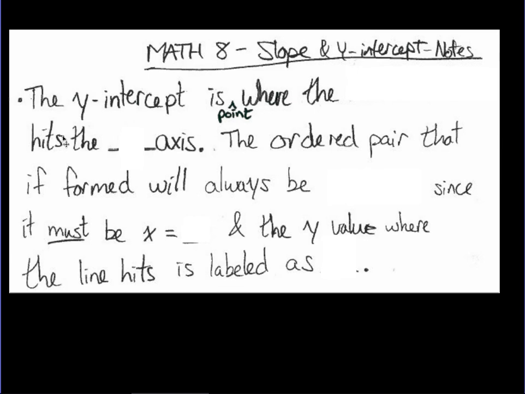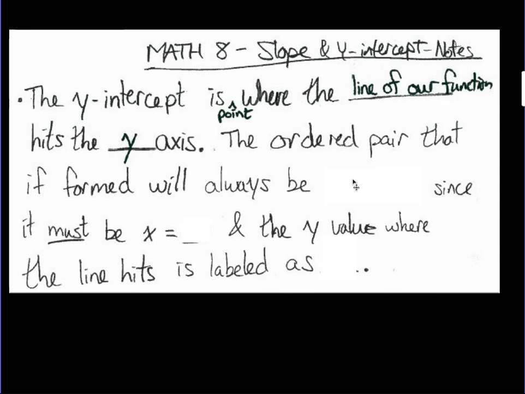On the back, it has the y-intercept is the point where the line of our function hits our y-axis. When you're looking for that point, it's just going to be the point where it hits the y-axis. So you're going to have to look going up and down.